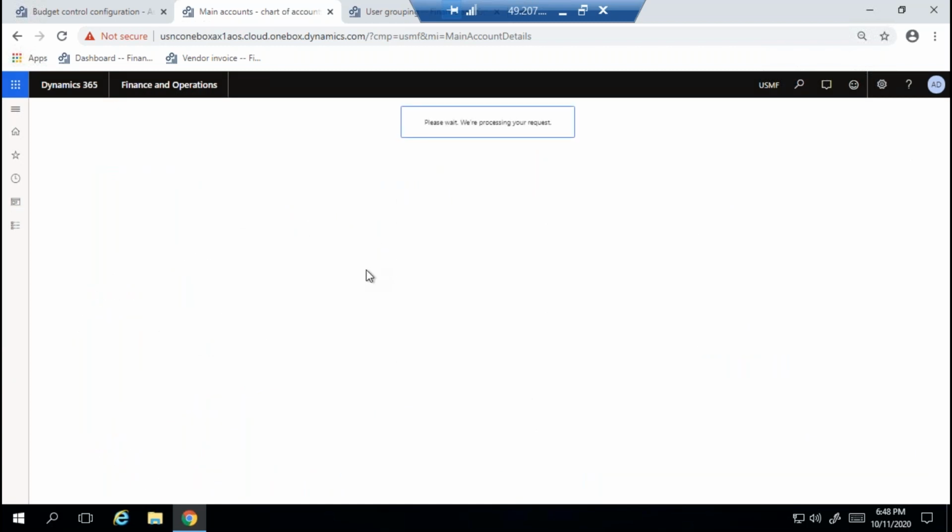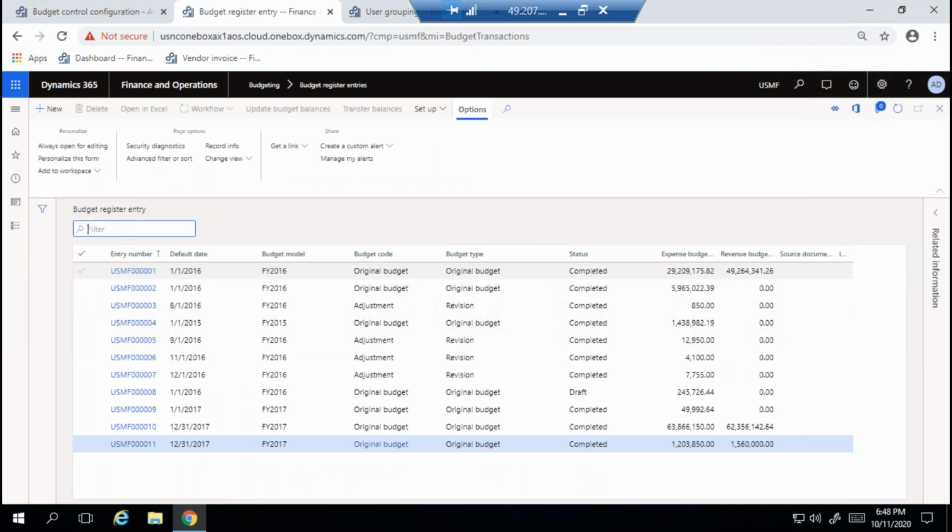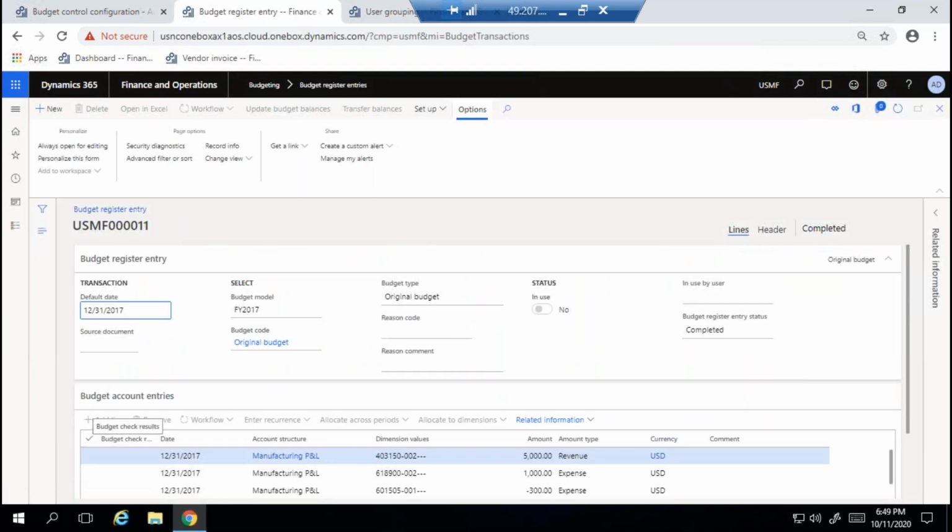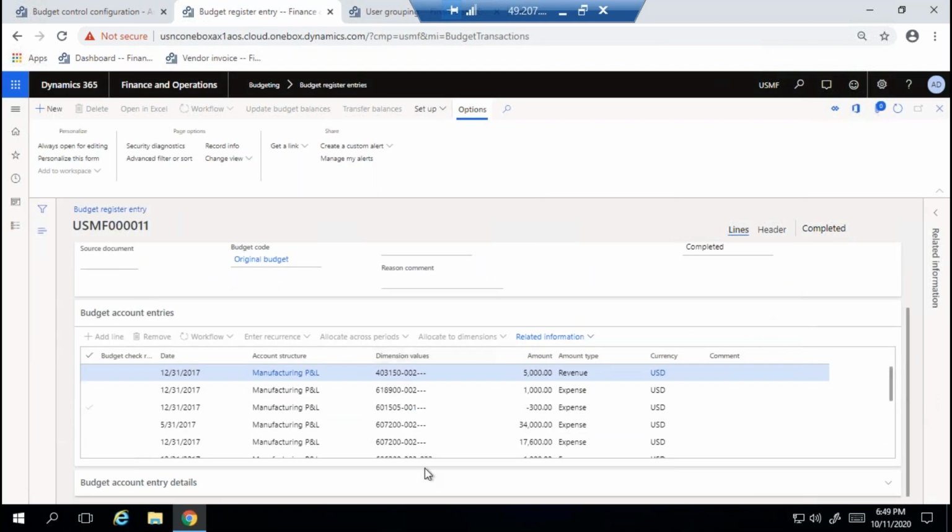Here, you can enter the budget amounts. So let's step back. Main accounts is for your legal entities. Chart of accounts is for the shared accounts, which can be used for any company. So you are going to use the main accounts.